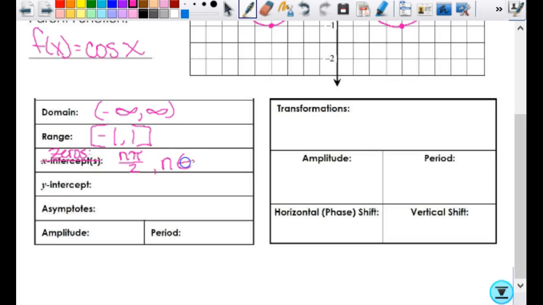I can't say n is an element of the whole numbers because I don't want to include 0, right? So it has to be an element of the integers, and the integers is the funky Z. But don't worry, when we're graphing, you're not going to have a whole lot of questions about the zeros where you have to state things like that. I just want it here at least on your parent functions so that you have seen it before. And those are things that you have to be able to speak about. What's your y-intercept? 0, 1. We have no asymptotes. Amplitude is still 1. Period is still 2 pi.